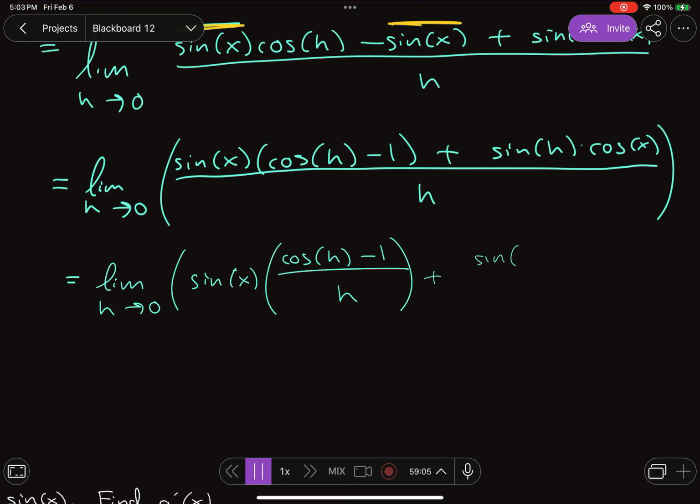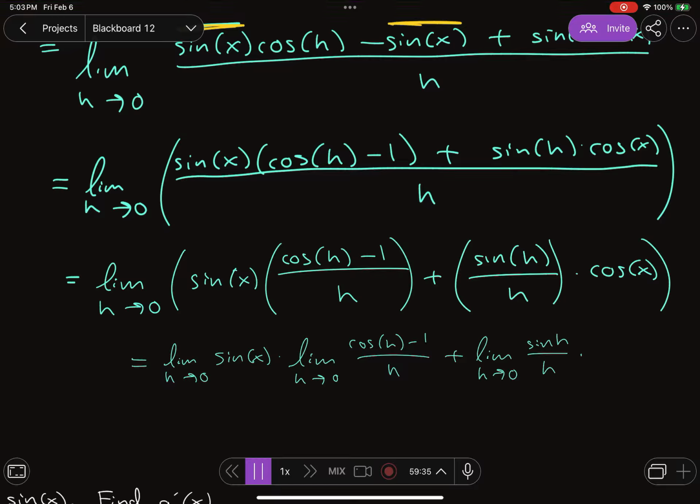And of course, the limit of a sum is the sum of limits. The limit of a product is the product of limits. What we have is the limit as h approaches 0 of the sine of x times the limit as h approaches 0 of the cosine of h minus 1 divided by h, plus the limit as h approaches 0 of the sine of h divided by h. Oh, that's nice. We know that limit. Times the limit as h approaches 0 of the cosine of x. Let's take these one by one.